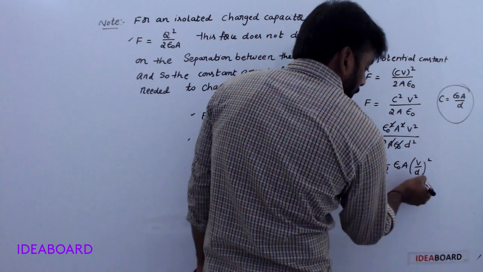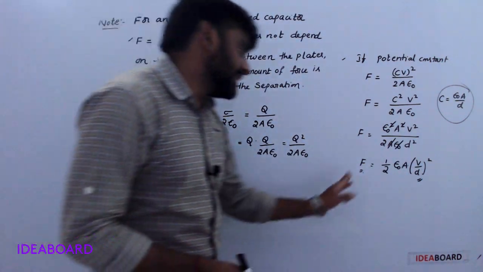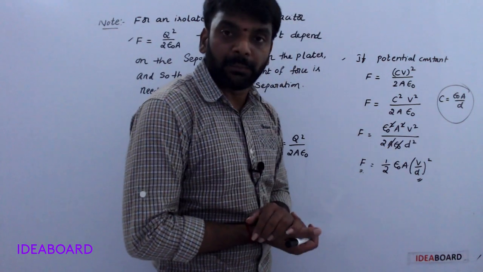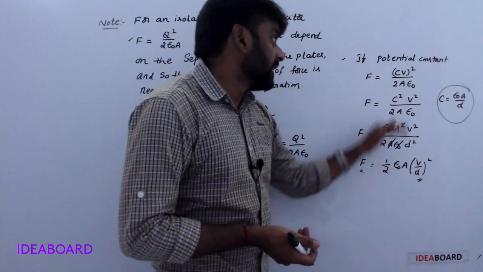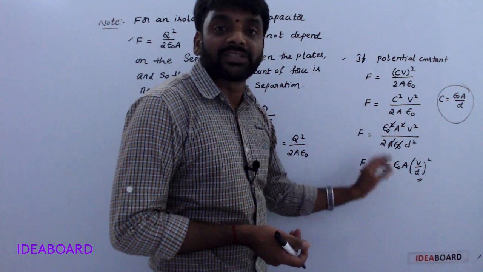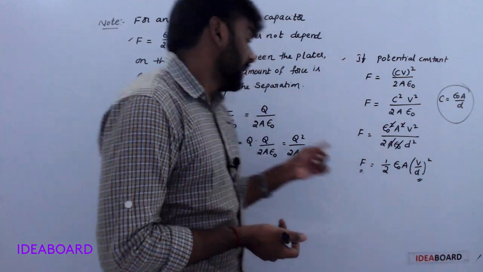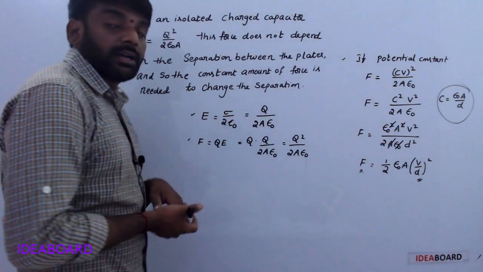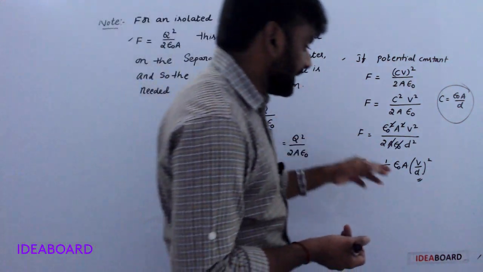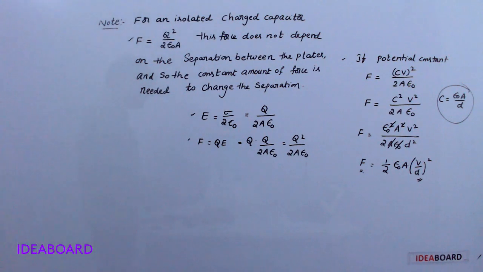In this case, force depends on the separation distance between the plates. That means when potential is constant, the required force is a variable force. Understood? In the isolated charged case, the required force is constant. In the constant potential case, the required force is variable. Understood?